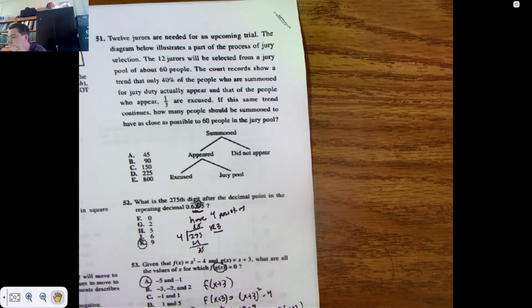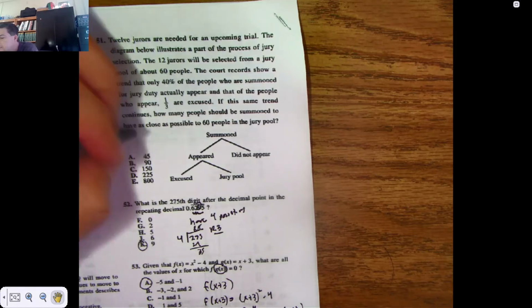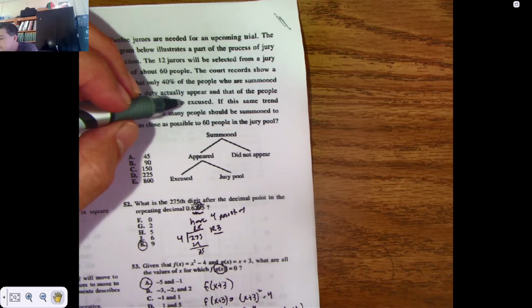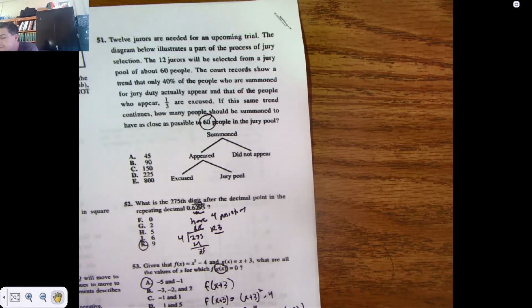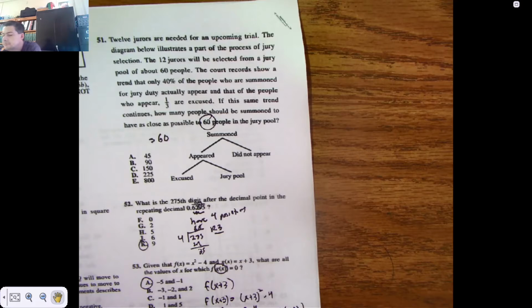Okay, so we'll just do this with algebra. We need 12 jurors. Oh, we need 60 people. All right. We got to have 60 people. So we have a goal of 60.